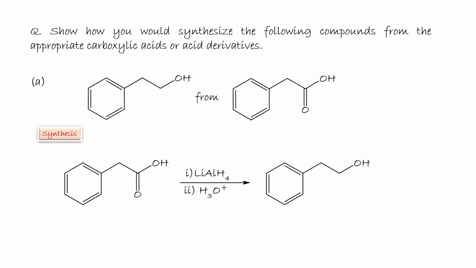Show how you would synthesize the following compounds from the appropriate carboxylic acids and acid derivatives. How can you get this primary alcohol from this carboxylic acid? Well, they have the same number of carbons, 2 carbons, 2 carbons, so we can just reduce the carboxyl group using lithium aluminum hydride, followed in second step by hydrolysis. Here we have the alcohol.